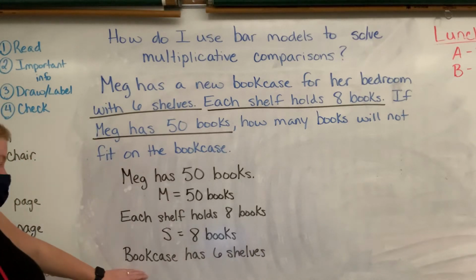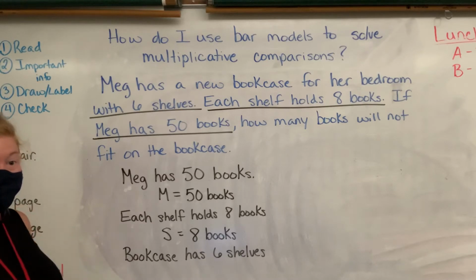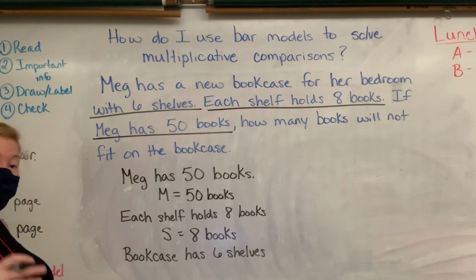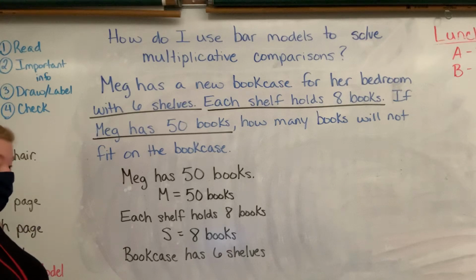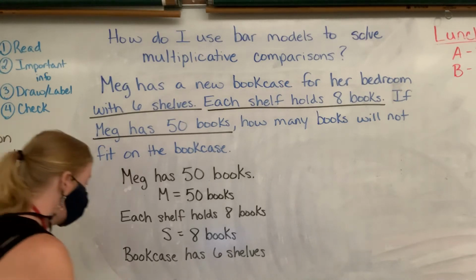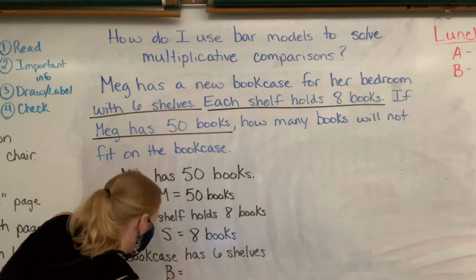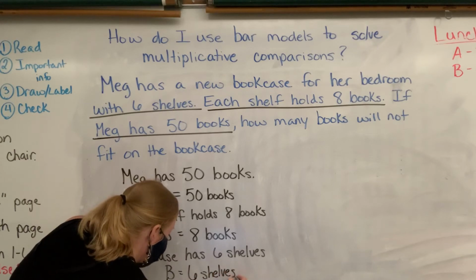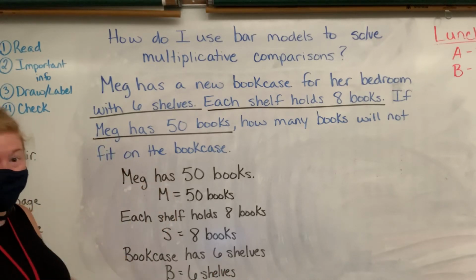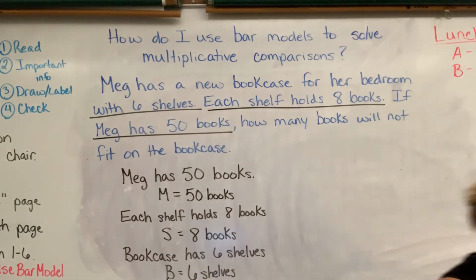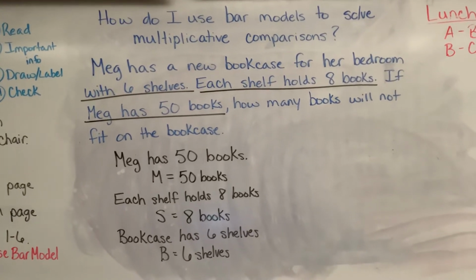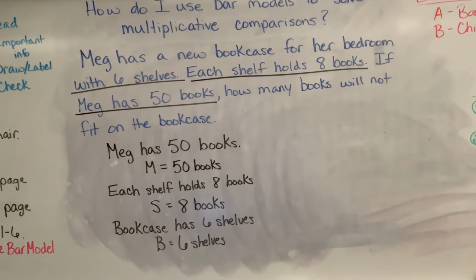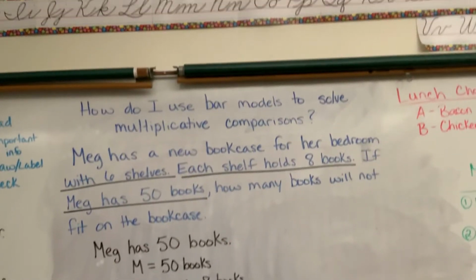All right, so how could I write that for math purposes? Using a variable, and you can use more than one letter if you want to. B equals 6 shelves. And it's very important that you keep your labels there so that you don't get confused with what is shelves and what is books. You're getting all of this written down, I'm hoping.